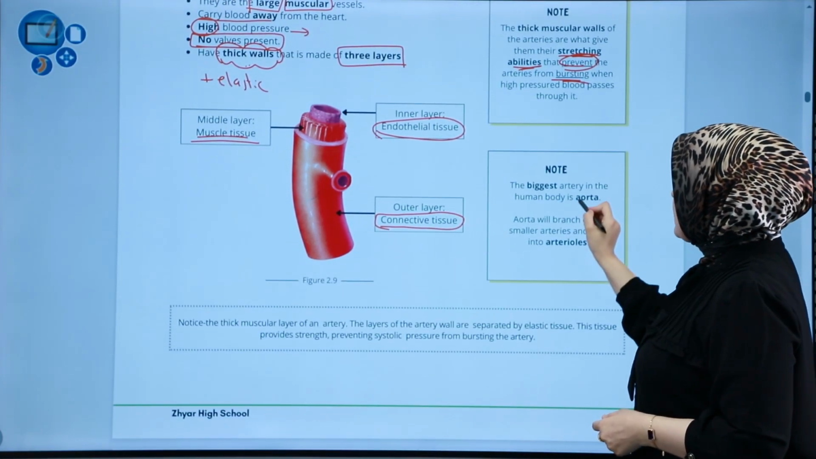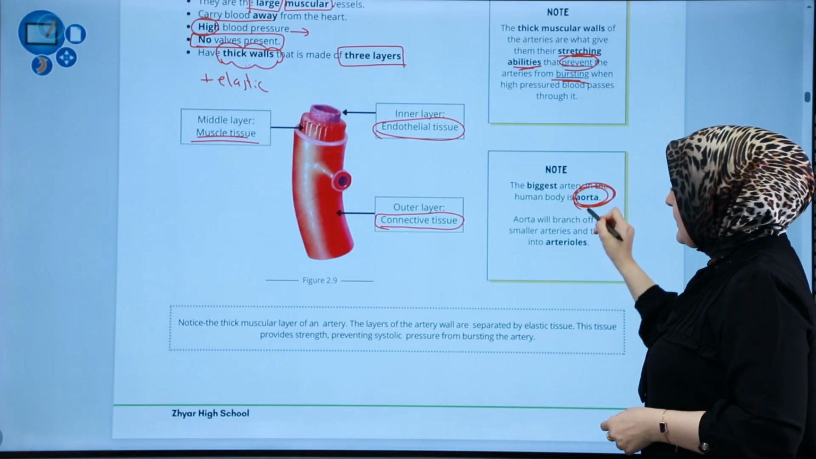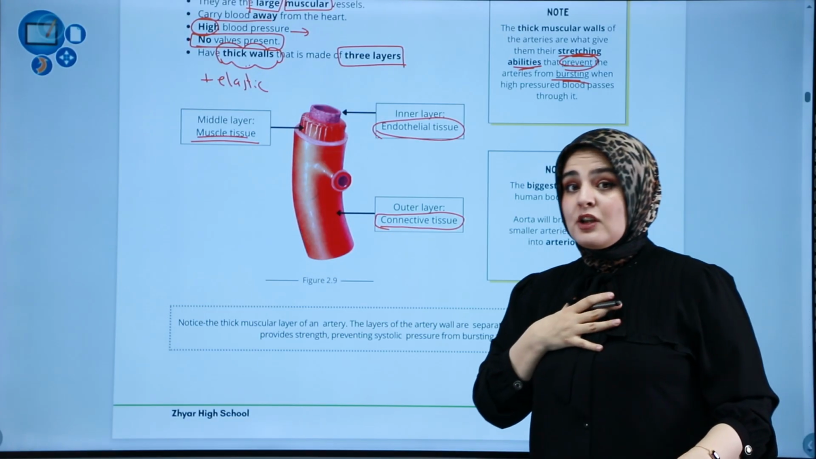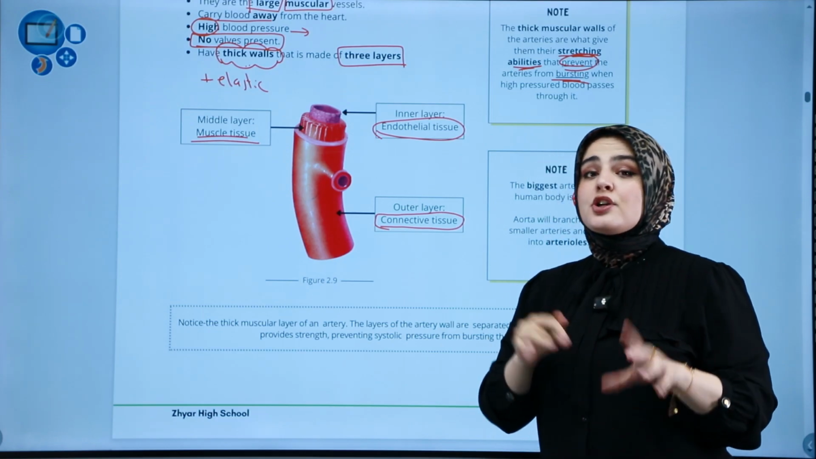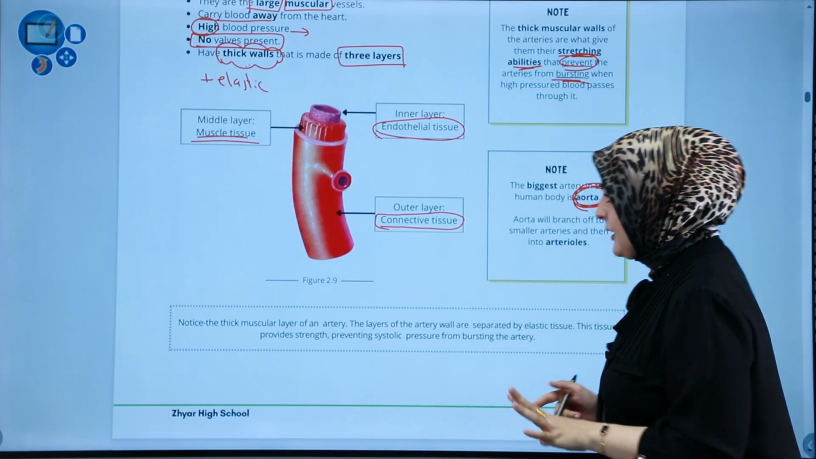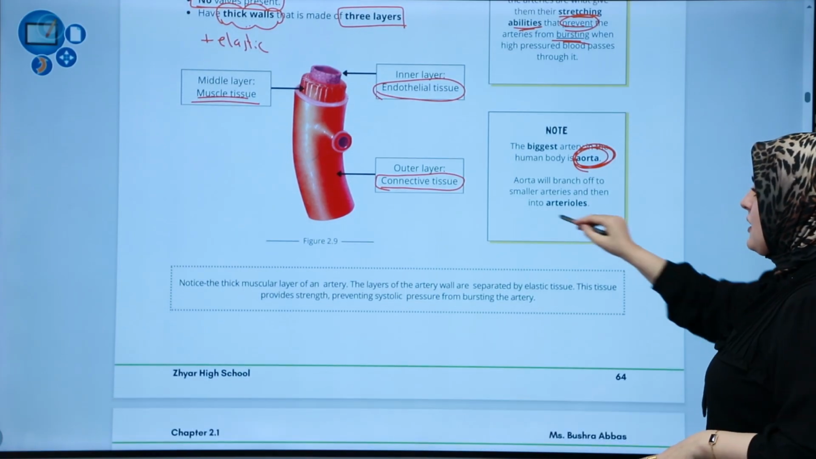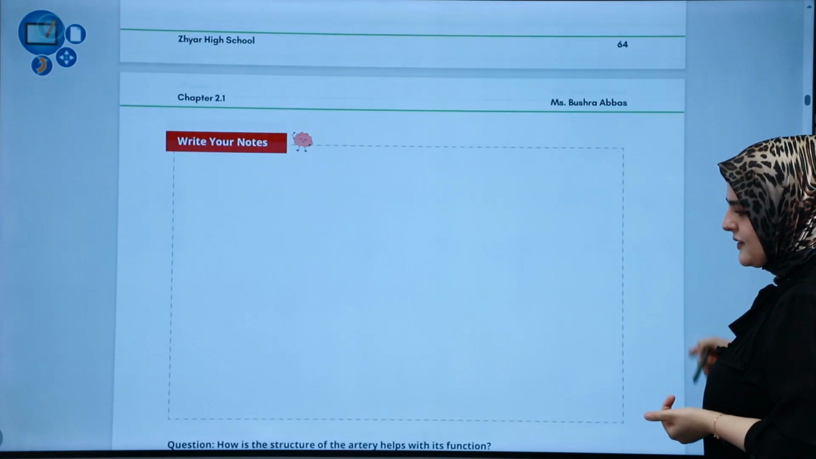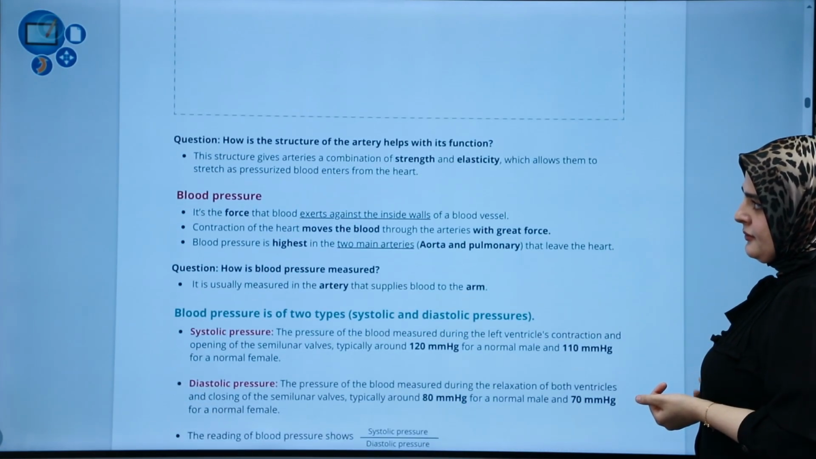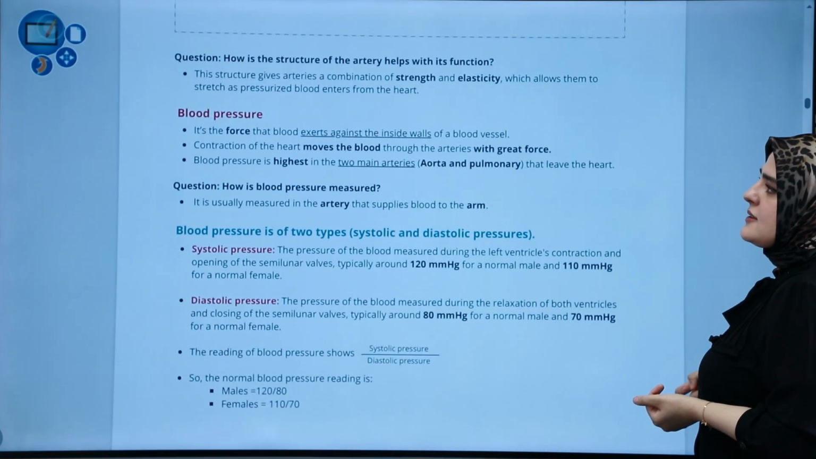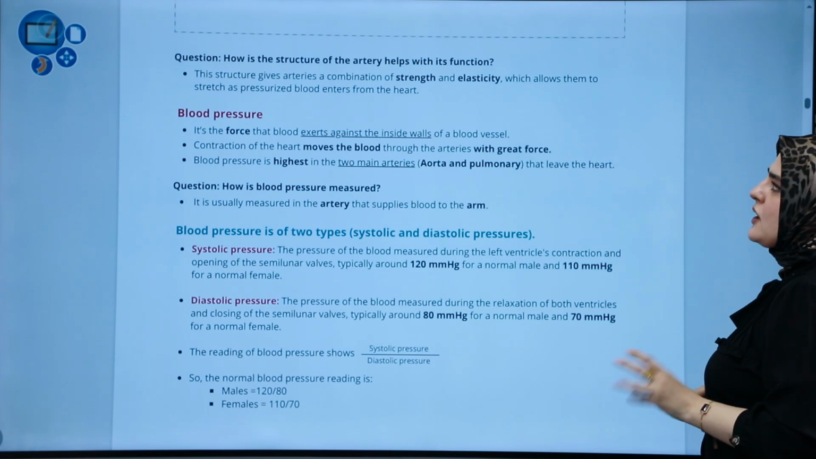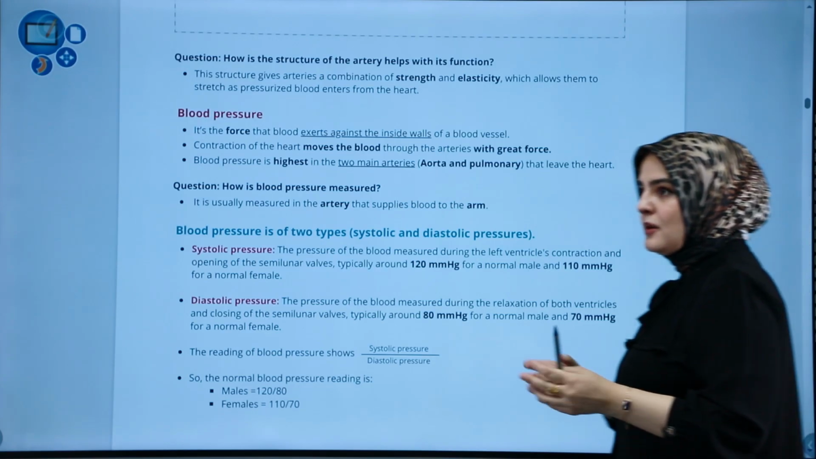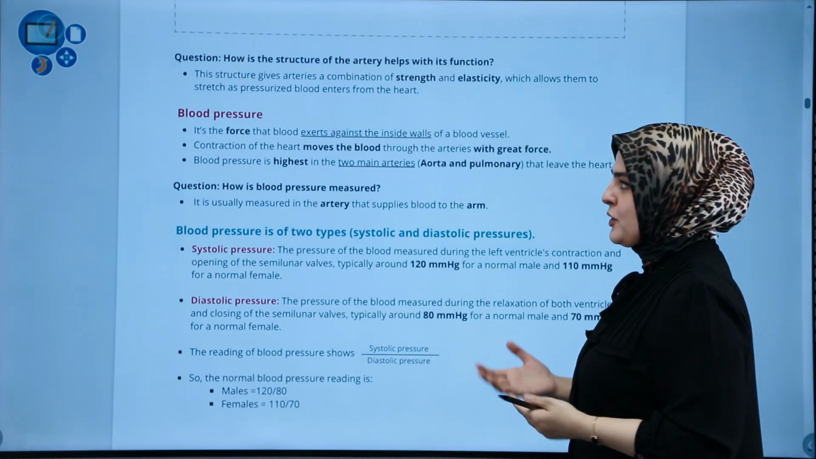The biggest artery in the body is aorta. All right? And all of the arteries in your body, other than the one in your lungs, are branching off from aorta, by the way. Okay? So the pressure is coming from that. Once they branch, they become arteriole. Arteriole means like small arteries. It says, how is the structure of the artery held to this function? Like we said, the stretchiness and the thickness, it doesn't let it burst when there's high amount of pressure.